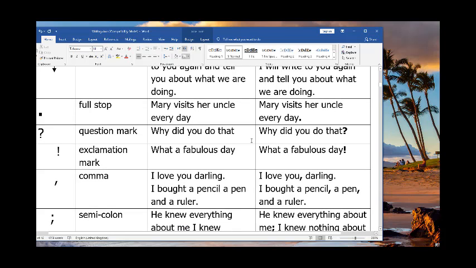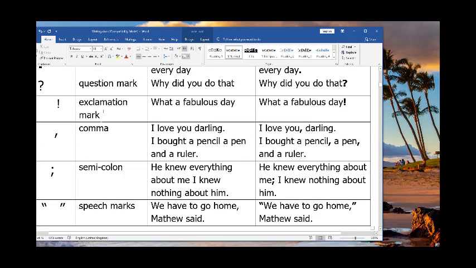A question mark, of course, whenever you have a question word or you start with a helping verb, you have to put a question mark at the end. If you have a sentence with a strong emotion, as I told you, you have to put an exclamation mark. Don't forget your commas. Your semicolon, this is, I put it when I'm saying, like here he said what? He knew everything about me, I knew nothing about him. So I'm talking about the same idea, but I am separating the two sentences with a semicolon.